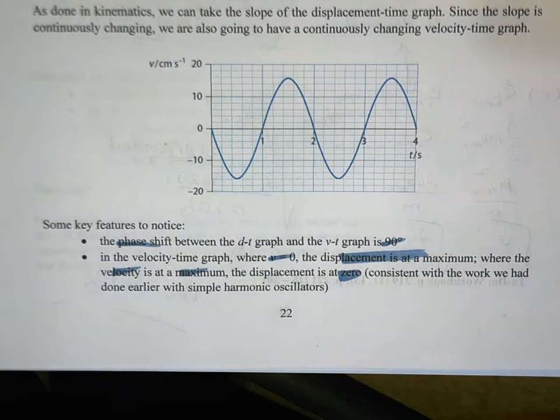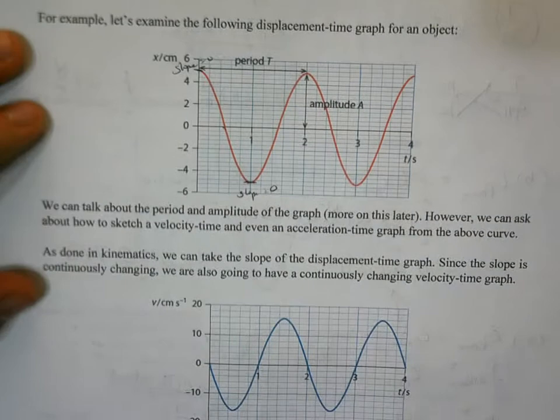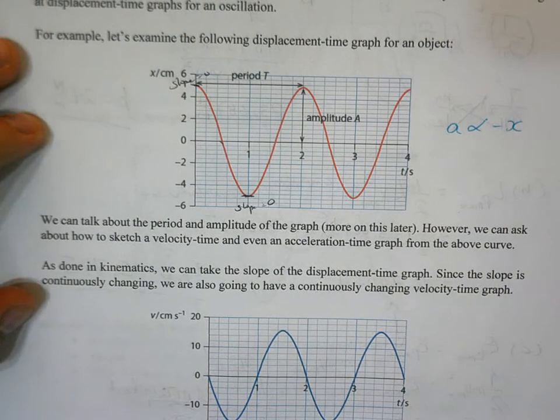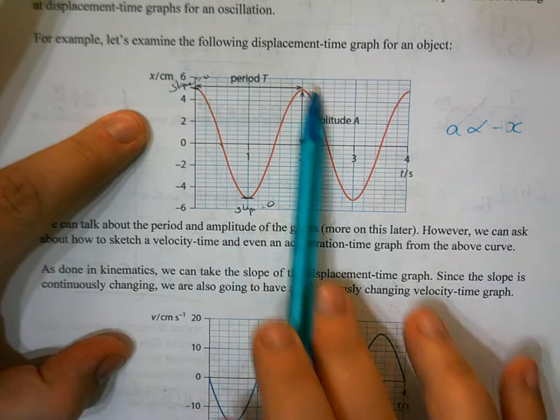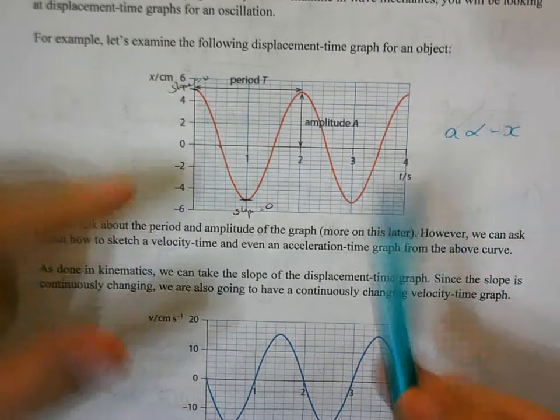And that's consistent with what we've done so far. Now we could differentiate the velocity graph to get an acceleration graph, but we also know that the acceleration is proportional to the negative of the displacement. So if we have a displacement time graph that looks like this, the acceleration time graph is going to look very similar, just that negative means we're going to want to flip it.